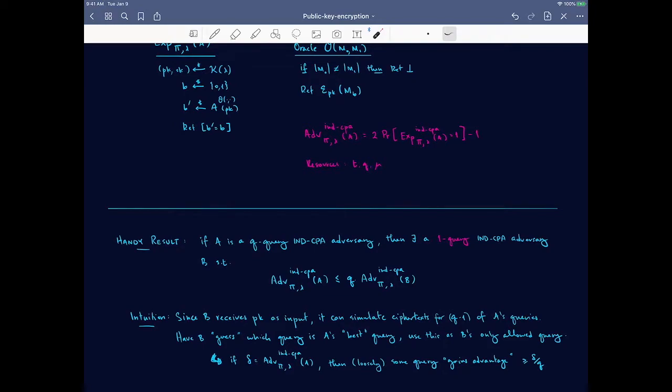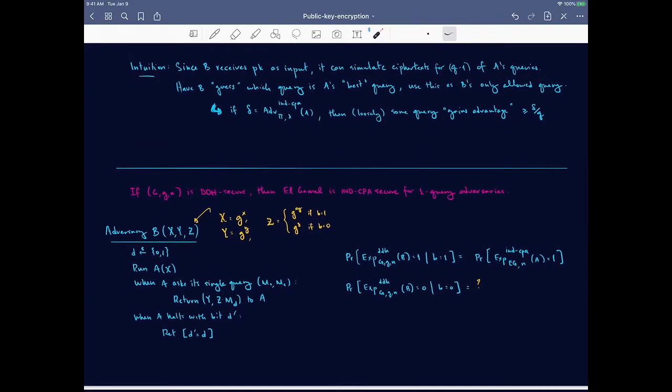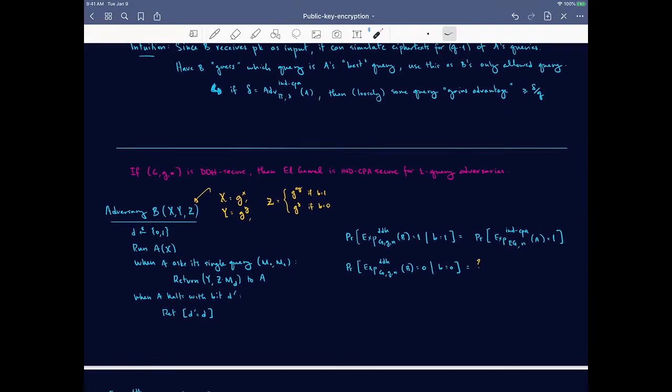If that's not clear, do try to roll back a few minutes and listen to that again and see if it becomes clearer. All right, so indeed, let's go ahead and prove that Elgamal is secure under the DDH assumption.